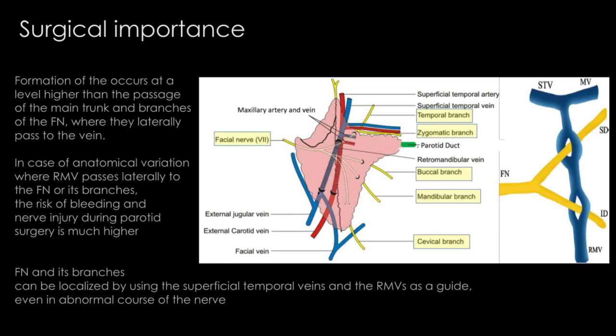But in normal variations, the facial nerve and branches can be localized by using the superficial temporal vein and the retromandibular vein as a guide. In the picture to the right, there is another variation of the retromandibular vein where it forms two loops to enclose the superior and the inferior division of the facial nerve. So, we have to be careful about the variations in this region during surgery of the parotid gland.